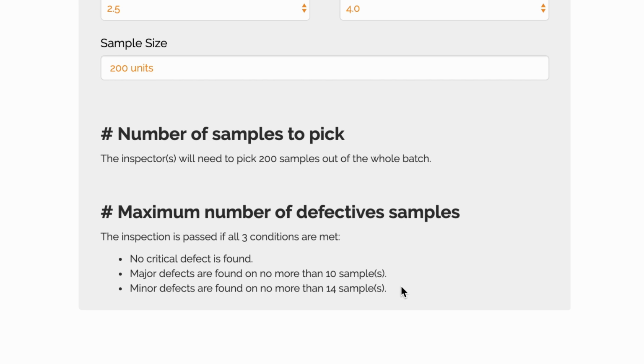So there you go. I hope that was clear, and I hope this little calculator makes the whole process easier for you.